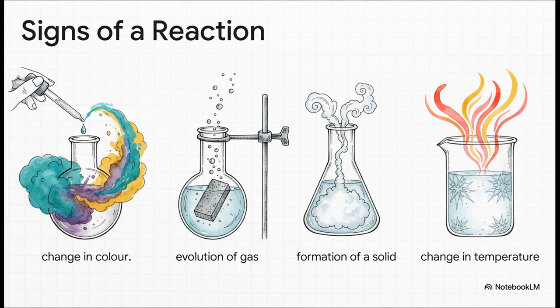So how can you even tell if this atomic shuffle is happening right in front of you? Well, chemistry gives us some pretty classic clues. You might see a sudden, dramatic change in color. Or maybe you'll notice bubbles of gas fizzing up. Sometimes a solid material kind of just magically appears in a clear liquid. Or you might just feel the beaker get noticeably hotter or colder. These are the telltale signs.